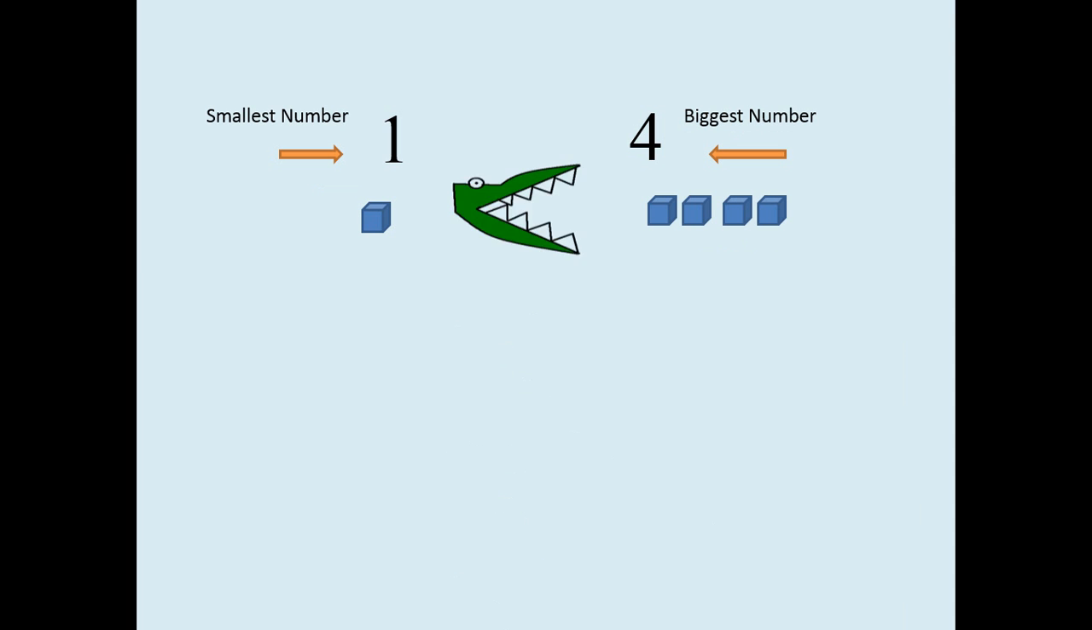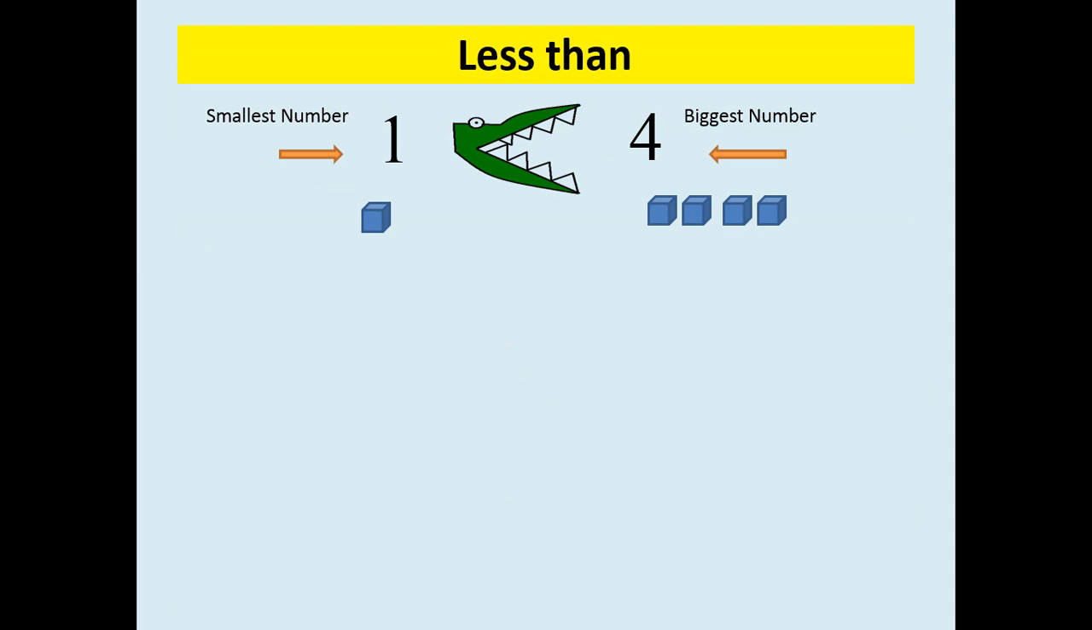1 and 4. 1 ones and 4 ones. I see the numbers and I see the base 10 blocks. I can tell the 1 is the smallest number and 4 is the biggest number. Allie the alligator wants to eat the big number. It's going to eat the number 4. I can say 1 is less than 4.